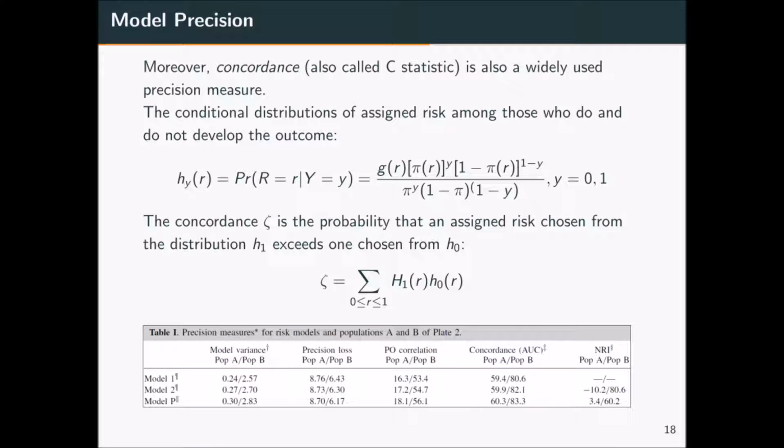Moreover, concordance is also a widely used precision measure. To describe it, we first introduce the conditional distributions of assigned risk among those who do and do not develop the outcome. The concordance is the probability that an assigned risk chosen from the distribution H1 exceeds that from H0. The table at the bottom shows all the precision measures of the previous example. It can be observed that with an additional covariate, the precision is improved.